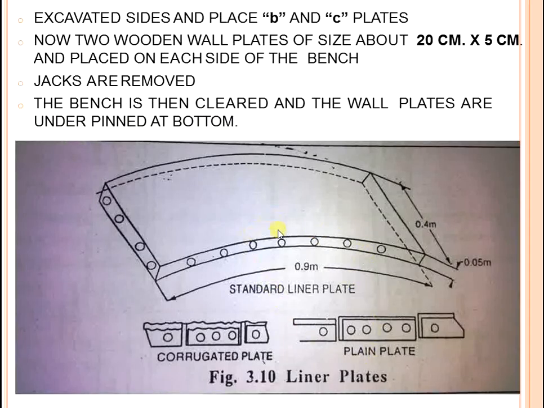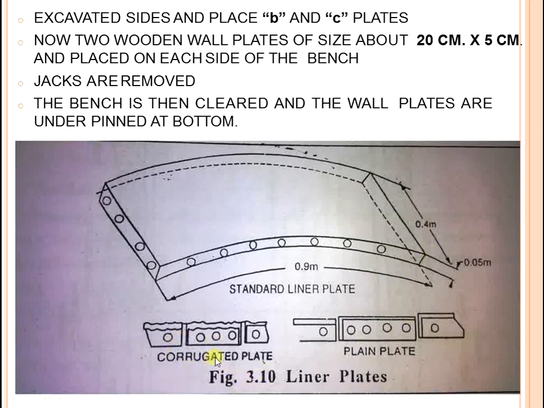After cutting the liner of the A section, we excavate the sides, that is B and C. Then the next operation: two wooden wall plates of size about 20 centimeter by 5 centimeter are placed on each side of this bench. Then the B and C sections are supported with the two wooden wall plates. The jacks are removed, the bench is then cleared, and the wall plates are underpinned at the bottom section.